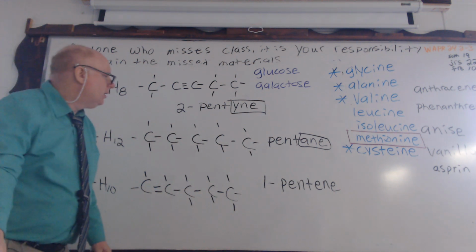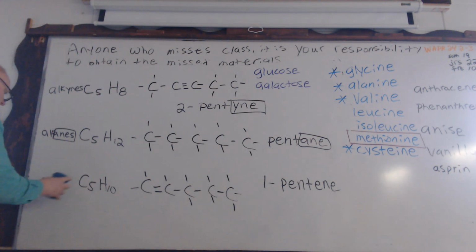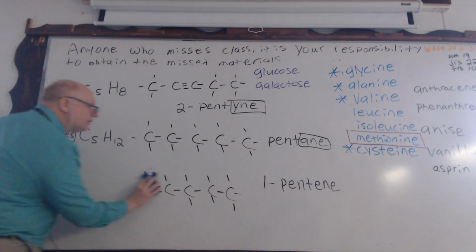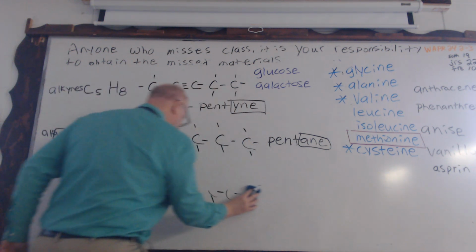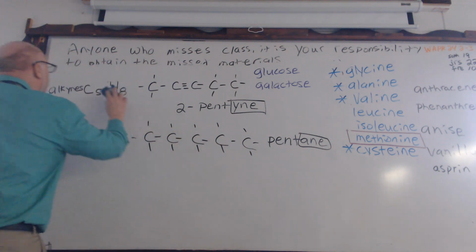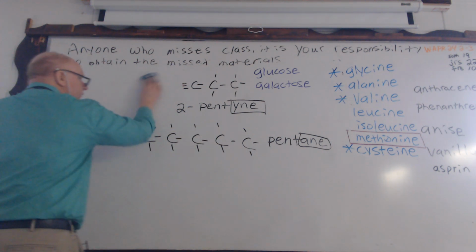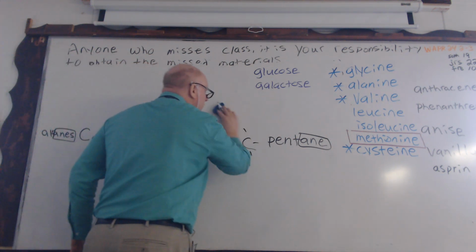Well, we're going to go ahead and erase this bottom one. Oh, this is an organic family known as alkenes. Okay, so we'll go ahead and get rid of this one. And we'll go ahead and get rid of this one. Okay.